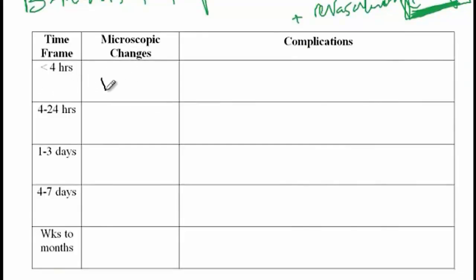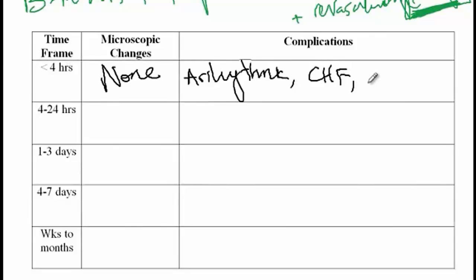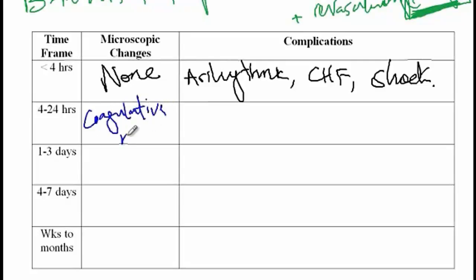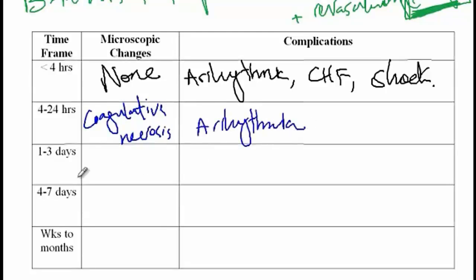You should be aware of the microscopic changes and complications that may arise after myocardial infarction. In less than 4 hours, you do not see any microscopic changes, but these patients are at increased risk of arrhythmia, congestive heart failure, as well as cardiogenic shock. In 4 to 24 hours, microscopic changes show coagulative necrosis with risk of arrhythmia.